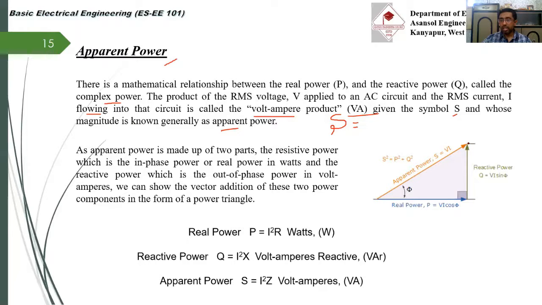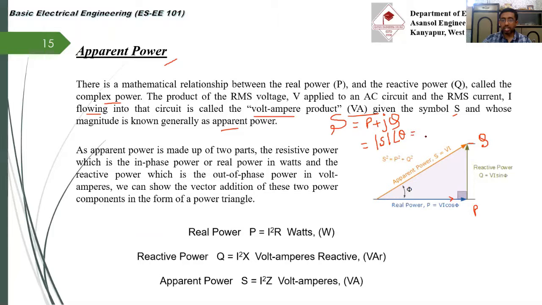Because it is the imaginary axis or y-axis in complex notation, and this is the real part, the real axis, it is P and this is Q. So we can write this S as P plus jQ. This is the complex notation. And if we want to write it in polar notation, then this will be mod S angle theta.